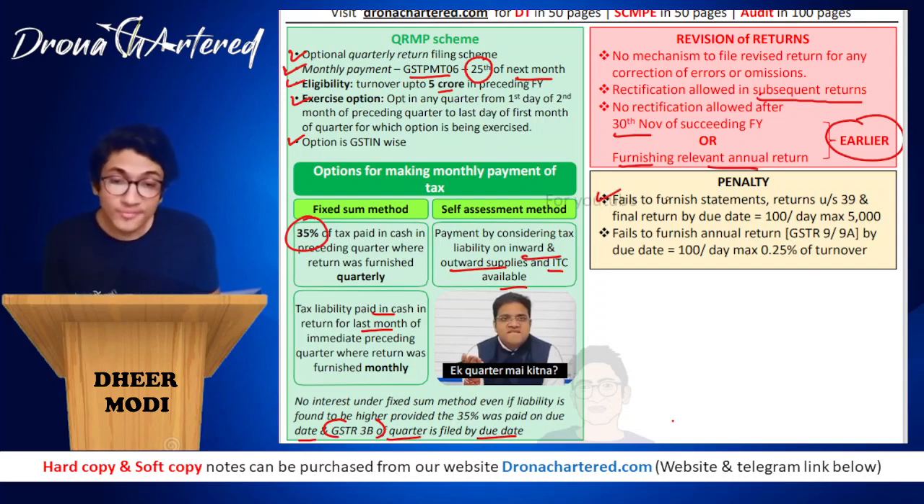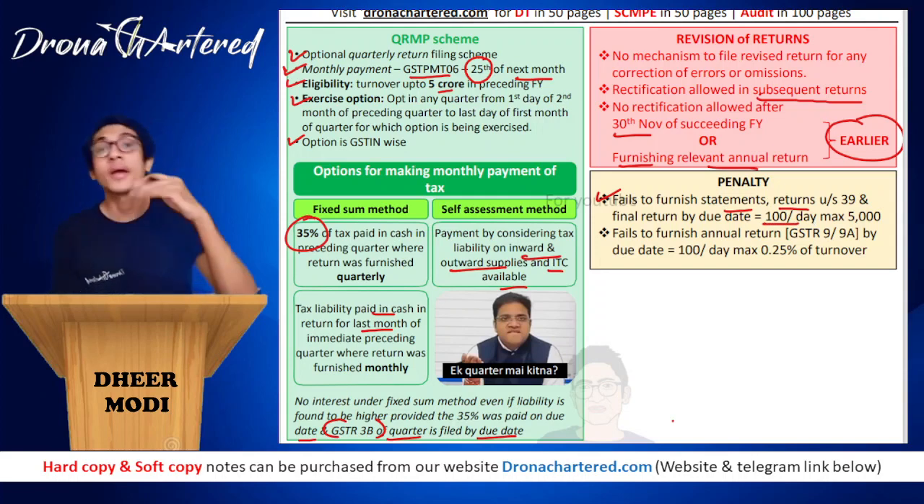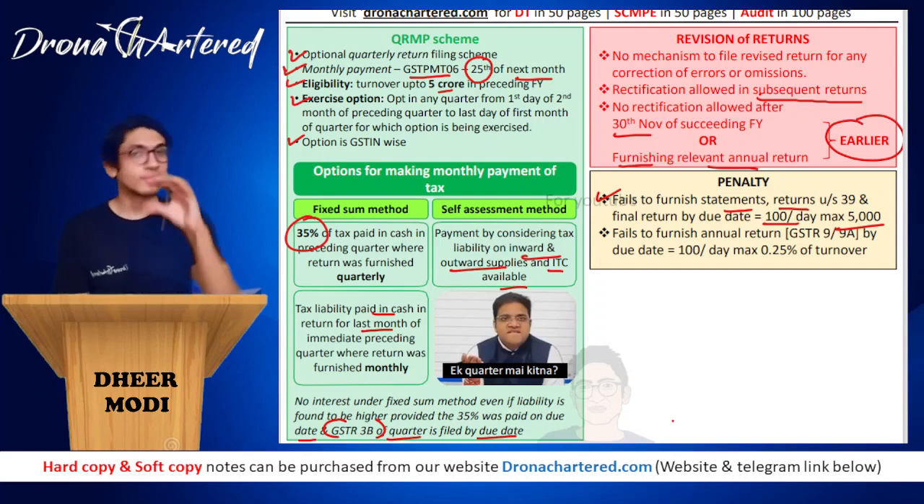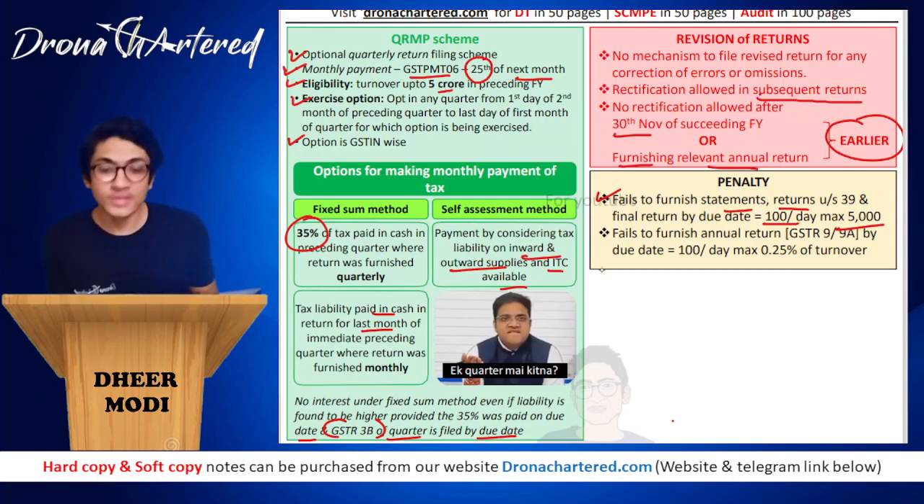Penalty. So if you fail to furnish statements, returns under section 39 and final return by due date, your penalty will be 100 rupees per day and maximum it will extend to rupees 5,000. That means if you do it for 50 days, till 50 days we will do the penalty. From the 51st day it will be the cap of 5,000.